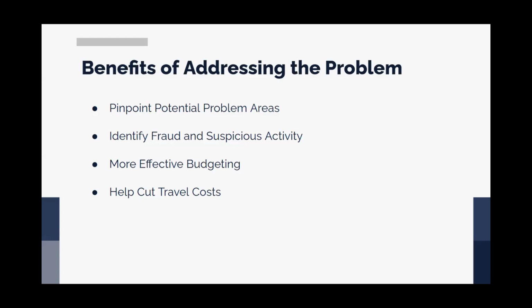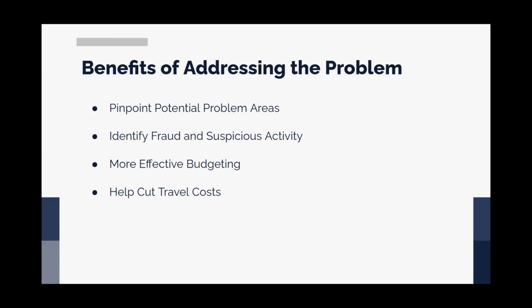By doing this, we will be able to pinpoint potential problem areas. This will give ABS a much clearer understanding of which business units might need closer financial oversight. It could also help us spot any areas where there might be fraud or suspicious activity. With a better view of where the significant travel expenses are, ABS will be in a stronger position to address issues early. Also, it will help improve budgeting accuracy.